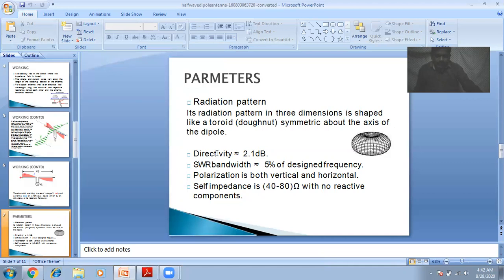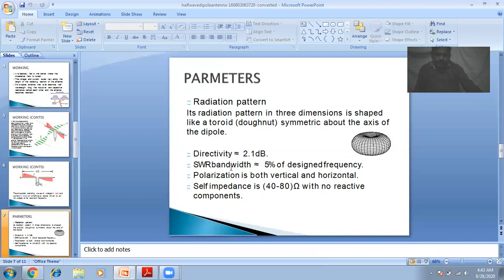The directivity of this half wave dipole is equal to 1.64. So when 1.64 is converted into decibels, the directivity can be seen as 2.1 dB. Okay. Actually, it is D equal to 1.64. It is a dimensionless quantity. So when it is converted into decibels, it is equal to 2.1 dB.